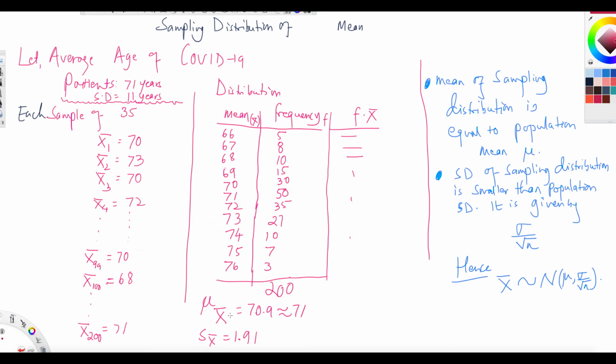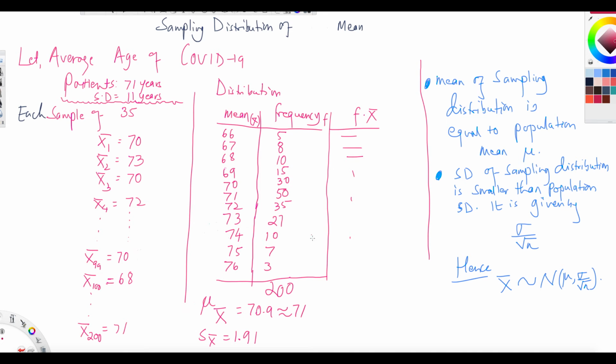Now let us see here. What we did so far: we knew that the average age of the COVID-19 population is 71 years and the standard deviation is 11 years. So mu is 71 and sigma is 11 years. We wanted to take different samples of the same size, 35, and record the average age of each sample. Then we made the table: 5 samples with mean 66, 8 samples with mean 67, and so on. In total there were 200 samples.